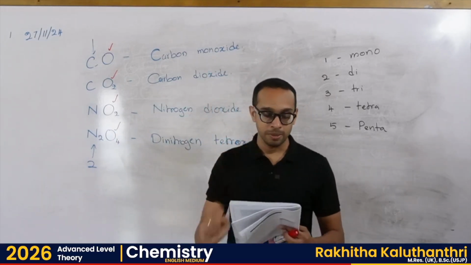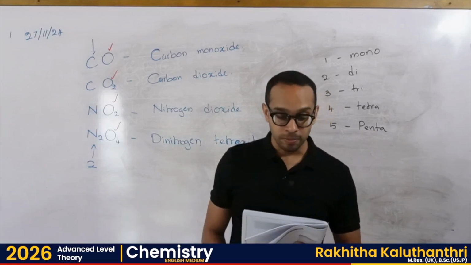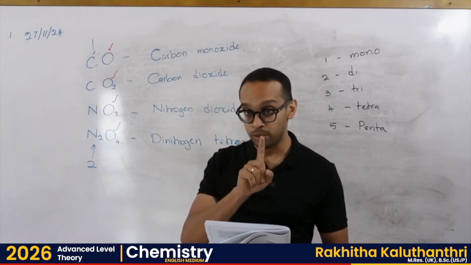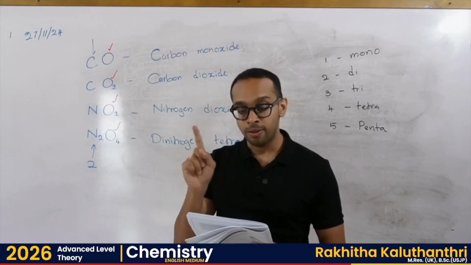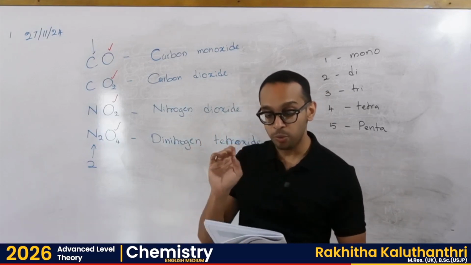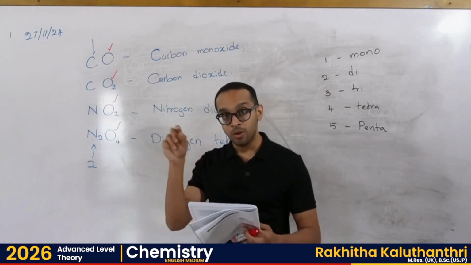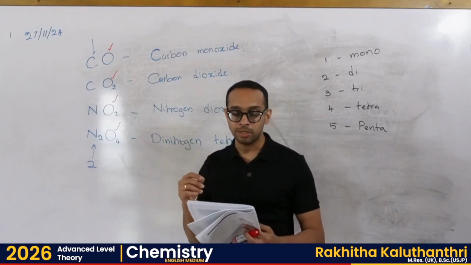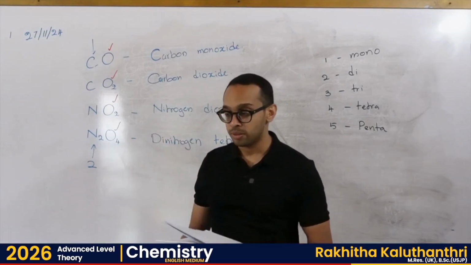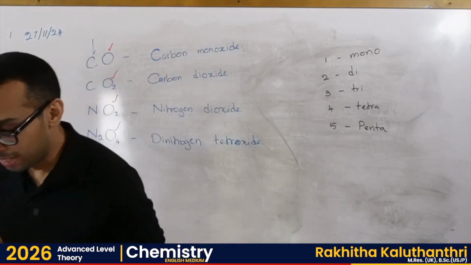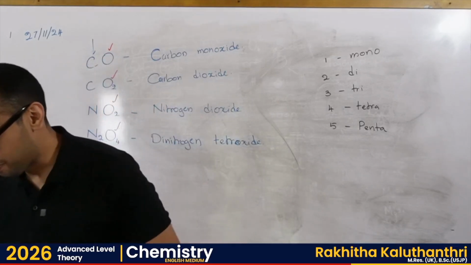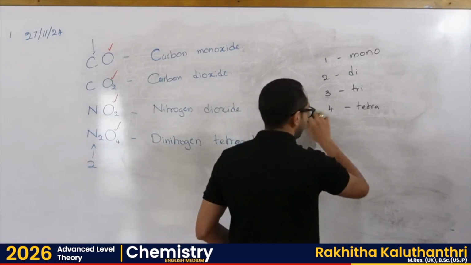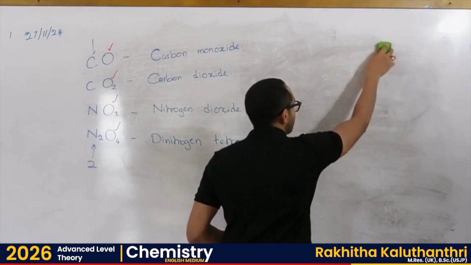The last part: drop the final vowel of the prefix. Underline this, it is important. Drop the final vowel of the prefix when it ends with A or O, and the second element starts with A or O. So let me explain that, not just by talking about it. Let me explain what this means.